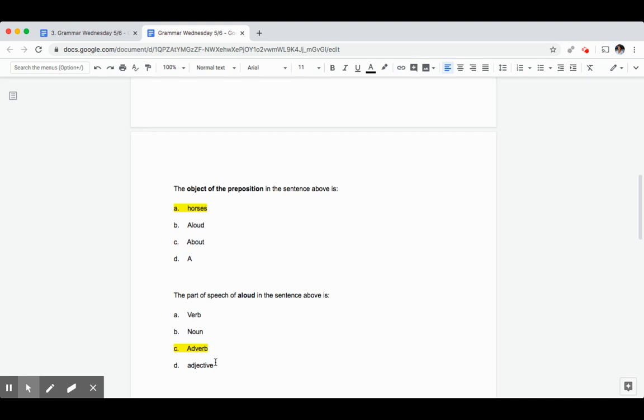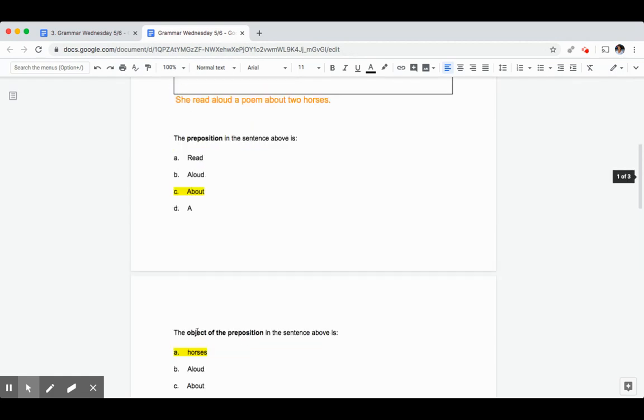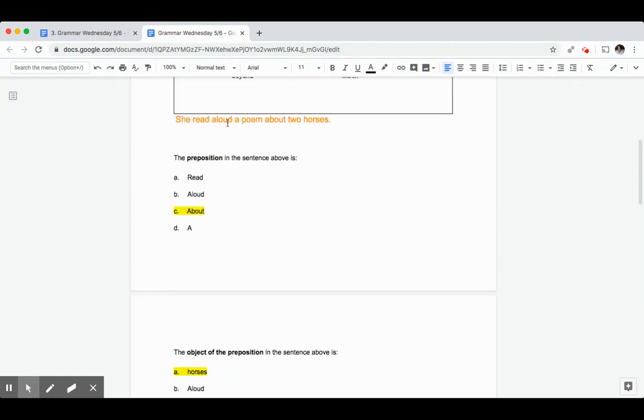So in order to determine the answer here, we need to think about how the word aloud is being used in the sentence. First, let's figure out if it is being used as a noun. A noun is a person, place, or thing, or an idea. Is the word aloud being used as a noun in this sentence? It's not being used as a noun. It's not a person, place, thing, or idea.